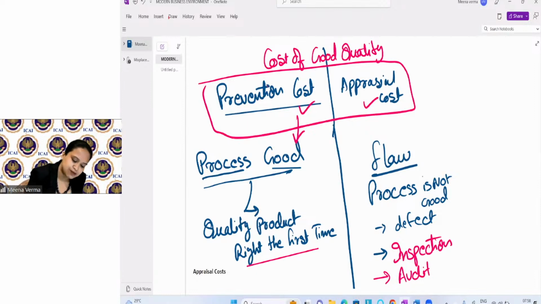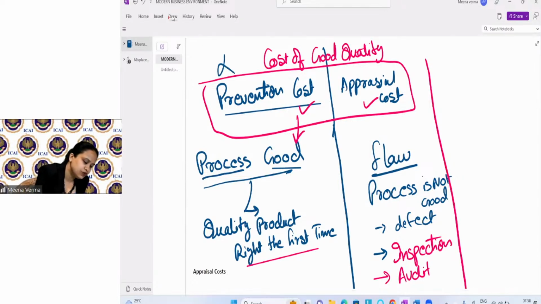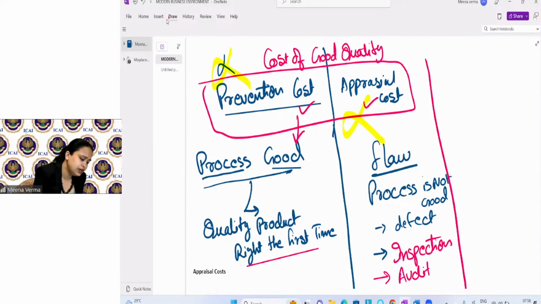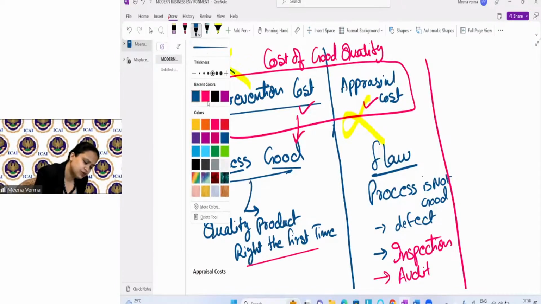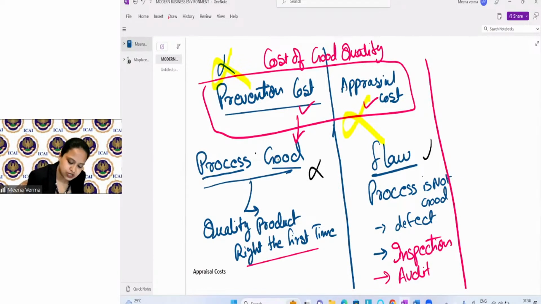Okay, now the question comes, ma'am, what if neither our prevention was good? What if this was not good? And what if our appraisal was also not good? This may happen in an organization, no? That the company doesn't have a good process. The company doesn't have a good production process. This is possible. Also, the company may not have a good audit team, a good appraisal team, those who are checking or auditing the defects. So there is a flaw here and there is a flaw here.